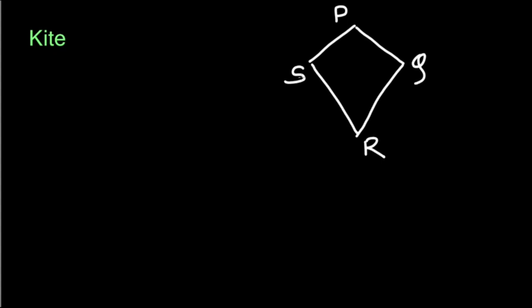Next kind of quadrilateral is kite. Kite is a type of quadrilateral whose exactly two pairs of adjacent sides are equal. Quadrilateral PQRS is a kite because side PS equals side PQ, which are the adjacent sides, and side SR is equal to side QR. So here we observe that exactly two pairs of adjacent sides are equal.